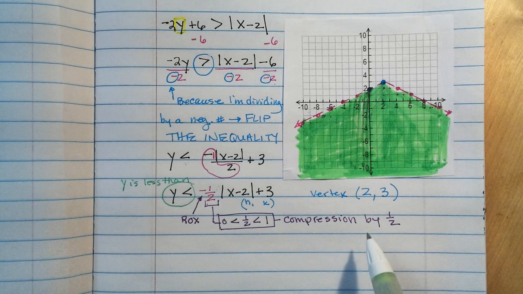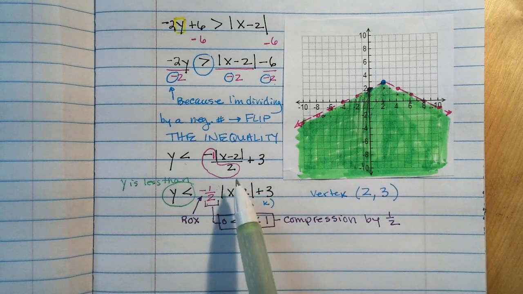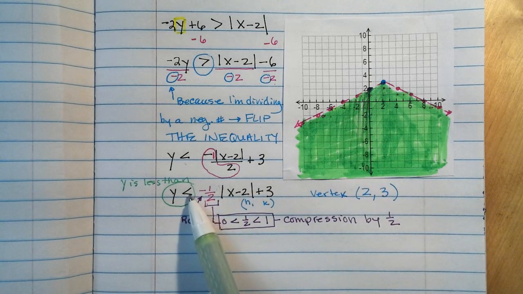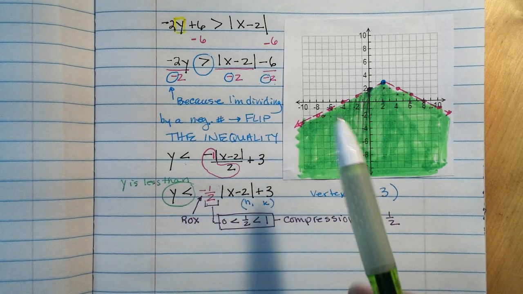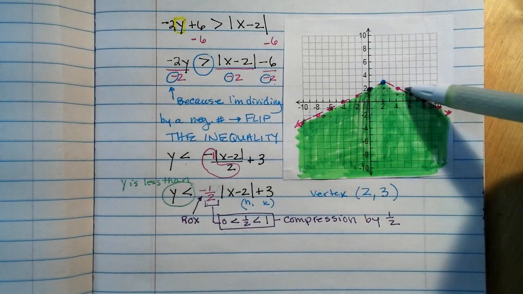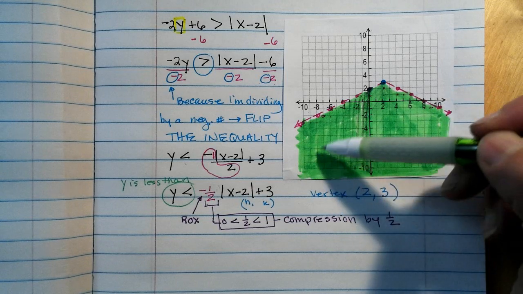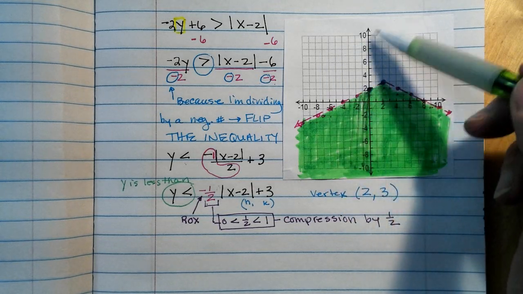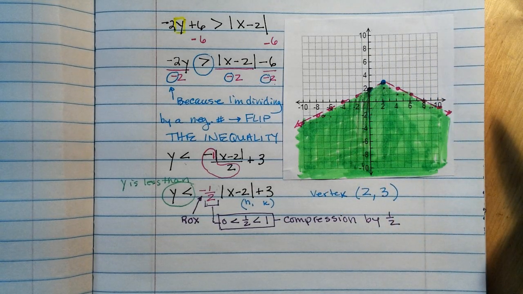To our inequality. Oh, the other thing I wanted to point out to you is if the inequality were the other way, we would then look up. Okay, so the shaded region isn't always inside the V. Sometimes it can be above the V, depending on the problem.